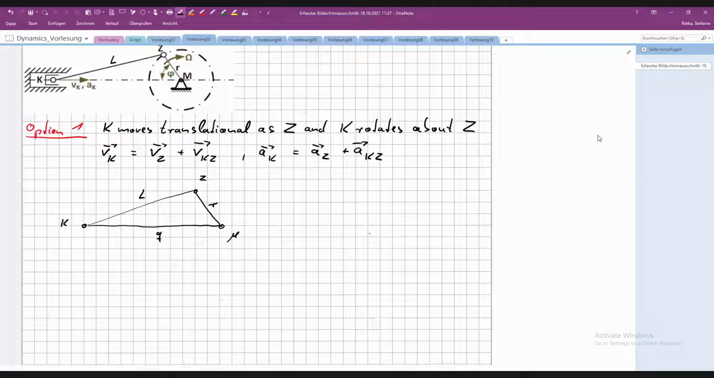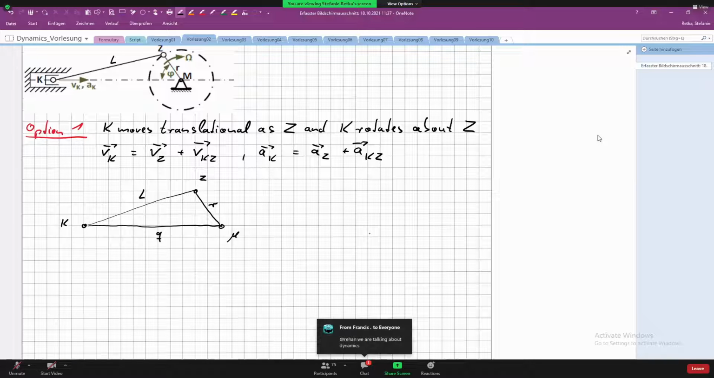Okay, now I'll give you 5 minutes to draw the velocities for this. And then without breakout sessions, of course, there's not much time.